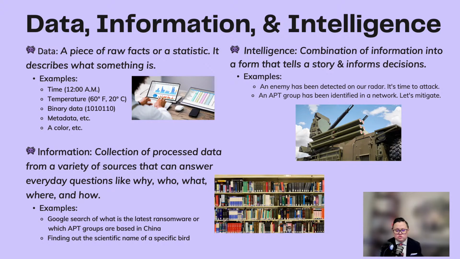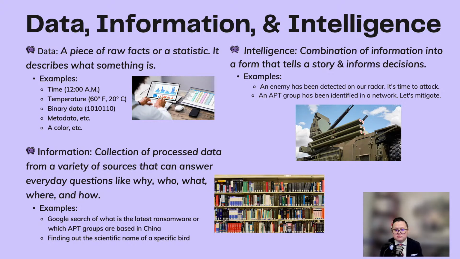Whenever you Google a lot of things on the internet, most of your Google searches are finding information, right? You probably Google what is the latest ransomware that came out last week, or which APT groups are based in China. That's information. Even finding out the scientific name of a specific bird is just another example. And intelligence is a combination of information into a form that tells a story that informs decisions.